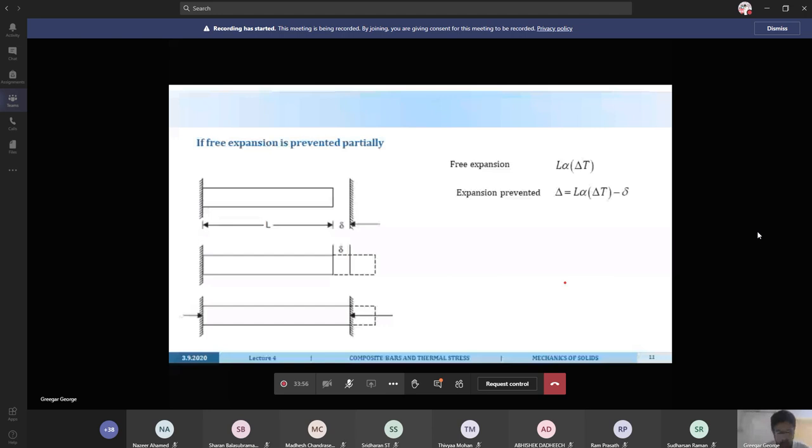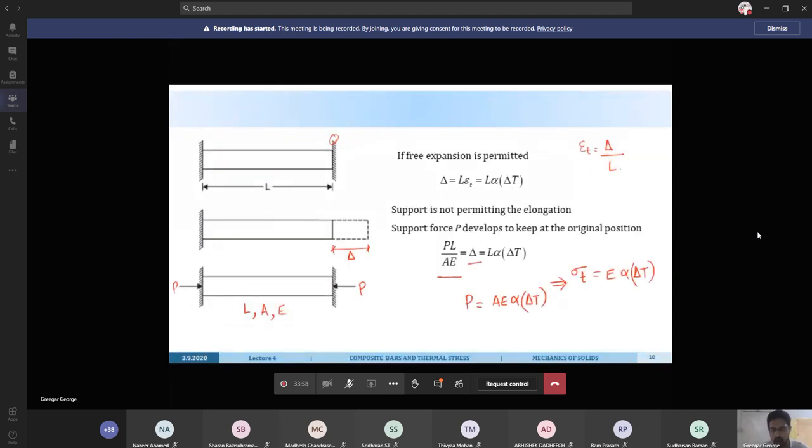Now the another case. Anyone has any doubts? Sir, if it is restricted, we don't have the expansion, so how are we using these equations? Yeah, if it is restricted, there is no expansion. But what happens actually, if it is not restricted, it will elongate.